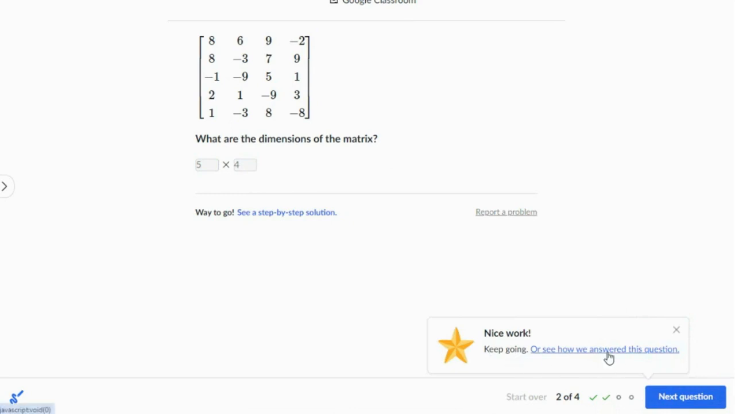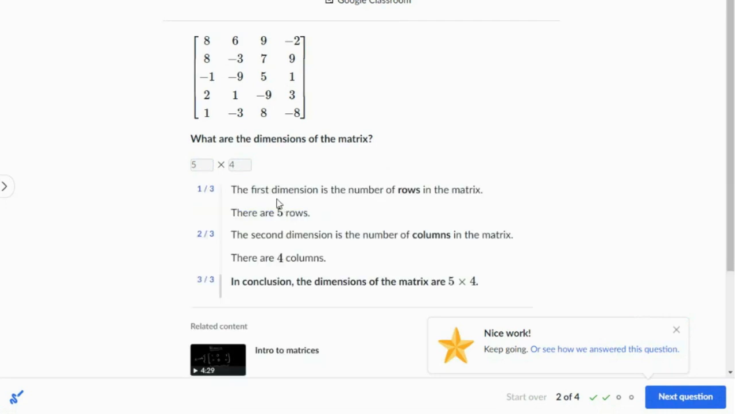Or they give you the option to see how we answered it. So if you just guessed and weren't sure how you did it, you can click here and see a step-by-step solution. So they do give you help if you just guessed and thought, oh, I got lucky. Well, maybe you should see the step-by-step solution. They mention the first dimension is the number of rows, and there's 5. The second one is the number of columns, and there's 4. So it's a 5 by 4.